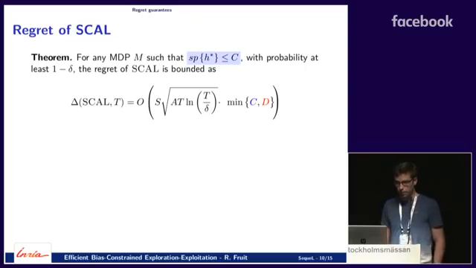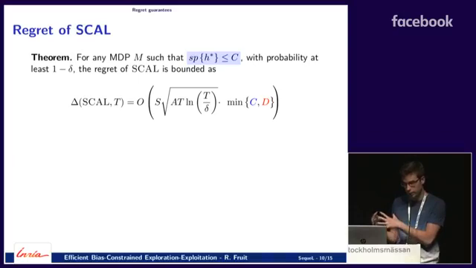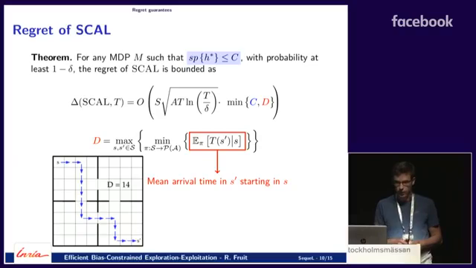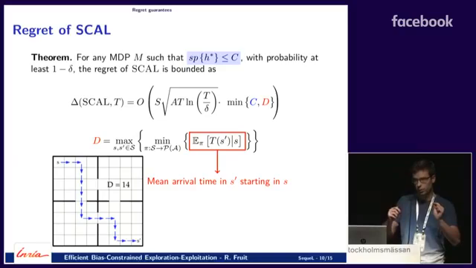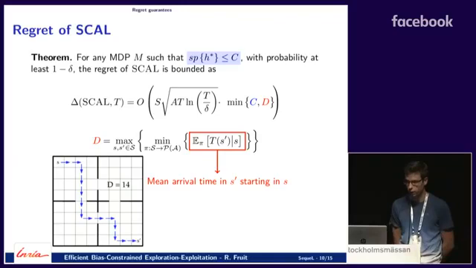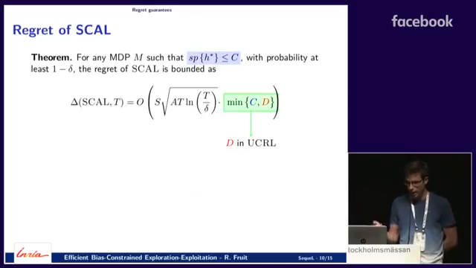Okay, what are the theoretical guarantees for our algorithm? For SCAL, the learning algorithm, we have a regret that scales, with probability 1 minus delta, as S times the square root of A T times the minimum between our prior knowledge C and the diameter of the MDP D. So what is the diameter? It's basically the shortest distance between the two states in the MDP that are the most distant from each other. If you take an 8x8 grid, the most distant states are two states in opposite corners. And the shortest distance is basically 14 in this case, the blue path plotted here. In comparison, the regret of UCRL, the state of the art, will scale with D, just the diameter.